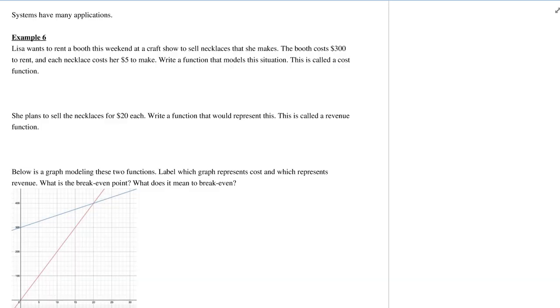Hey guys, welcome back to section 4.5. I'm on page 392, so let's just get going. So we've got just one application here that I want to touch on.